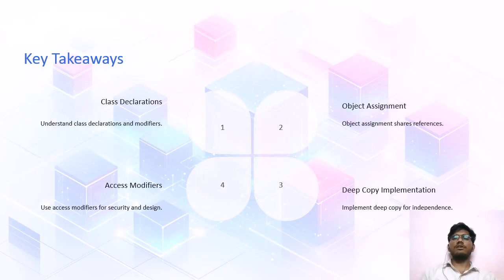And next, object assignment. Object assignment shares references. It is used to assign the object to display the output of the class that is declared. And access modifiers: as we see, there are four types of access modifiers, like public, private, protected, and default, which are used to access the data for copying, or for making the data private from data sharing with another class. Deep copy implementation: we implemented deep copy for independence, as we talked about in the above PPT.